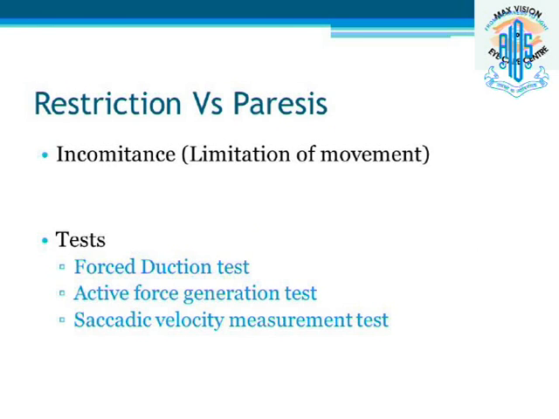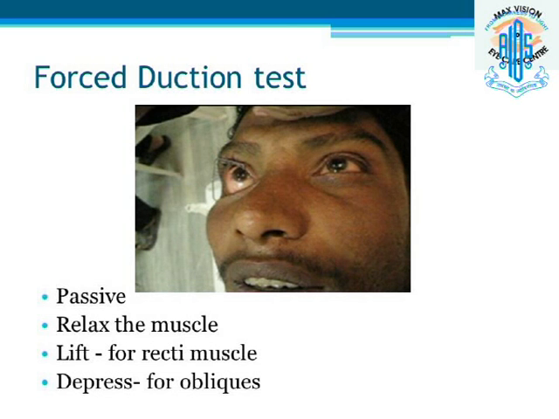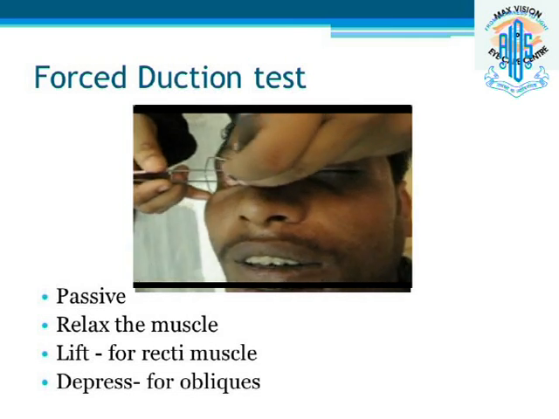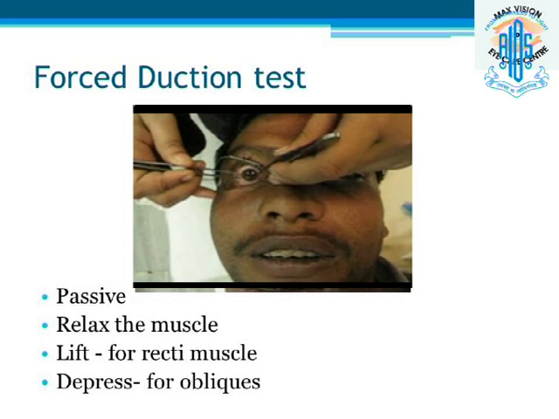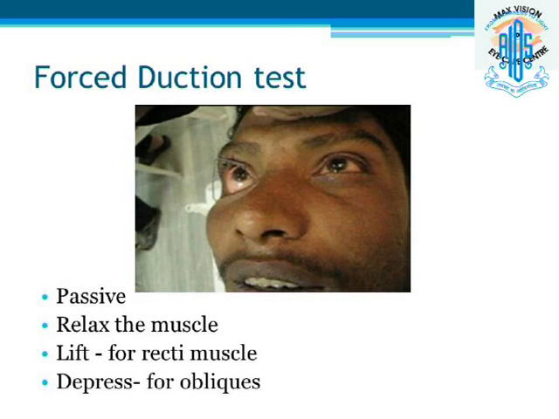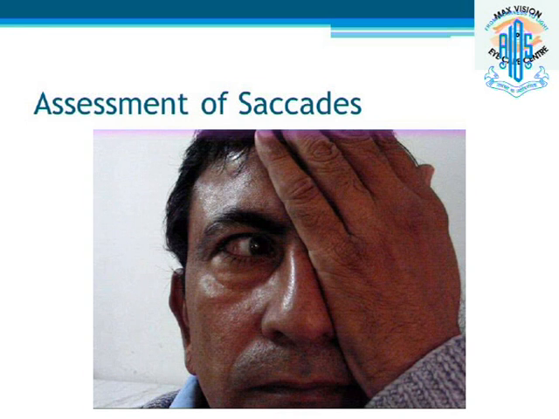The restriction or paresis can be differentiated on the basis of the forced duction test, active force generation test, or saccadic velocity assessment. So this is a forced duction test being performed, where the person is asked to relax and look in the direction of the underacting muscle, and we passively move the eye in that direction and assess for tightness of the contralateral muscle. It is a passive test where the muscle is relaxed. One has to lift for the recti and depress for the obliques.